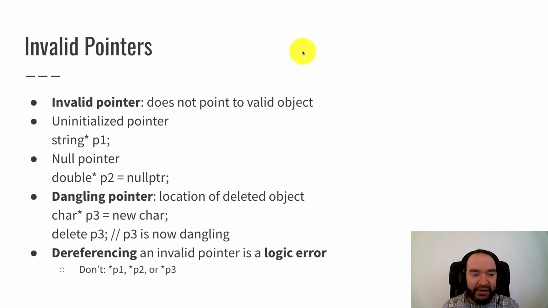That means that after these statements execute, I am not allowed to dereference p1. So star p1, that is off limits. I shouldn't have code that does star p1. The same goes for star p2 and star p3.